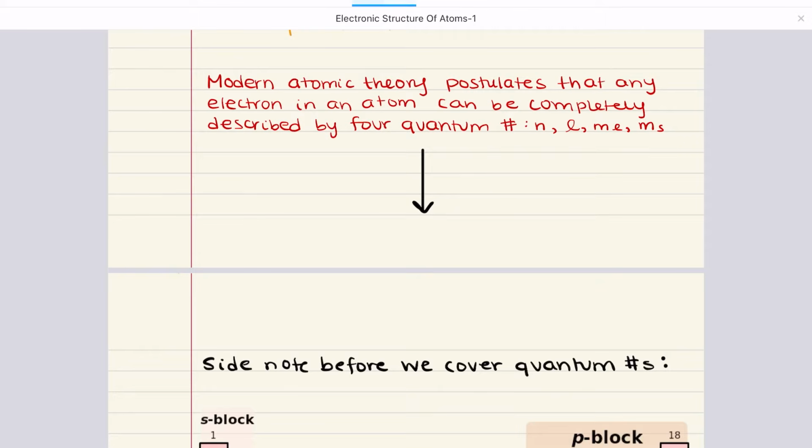So here's our workflow, guys. First, we're going to actually need to know about Aufbau's principle, Pauli exclusion principle, and Hund's rule. Once we define those, we're going to keep them in the back of our mind, and then we're going to talk about the 4 quantum numbers.